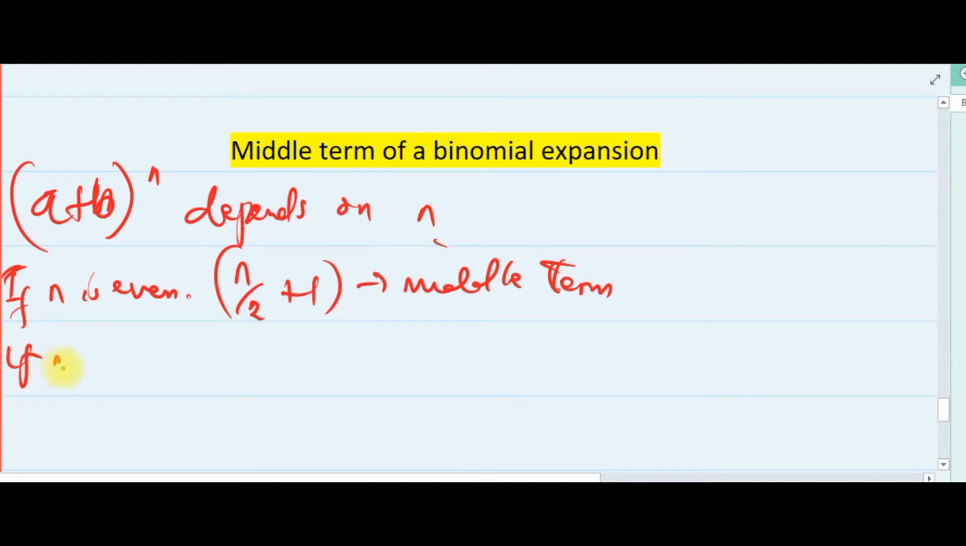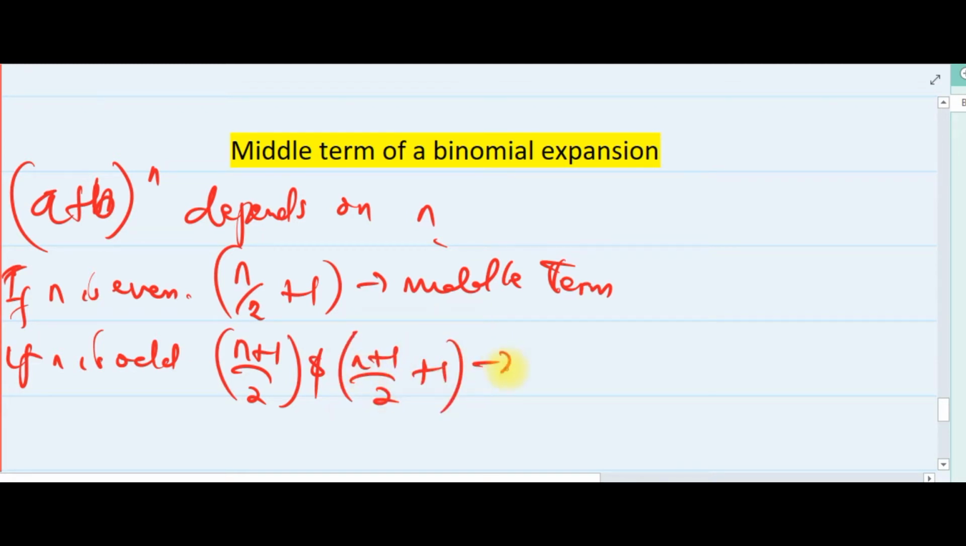But if n is odd, it will have two middle terms. They will be (n plus 1) over 2, and (n plus 1) over 2 plus 1. Those are the middle terms.